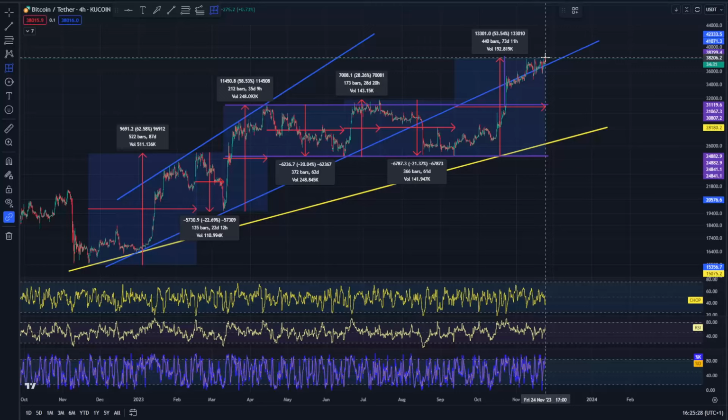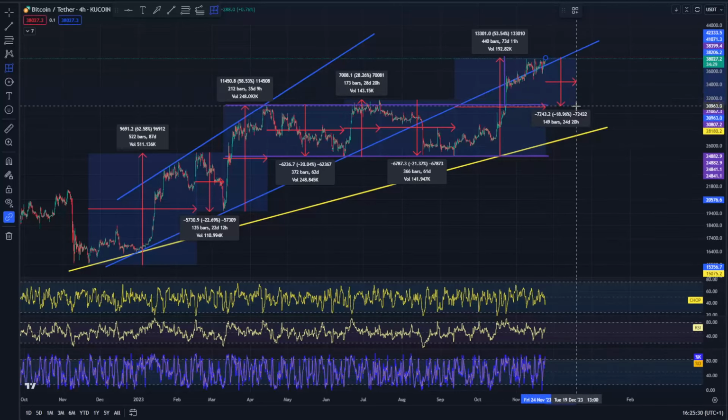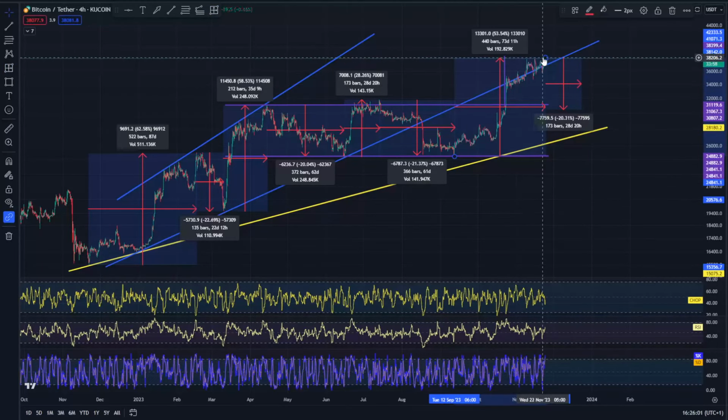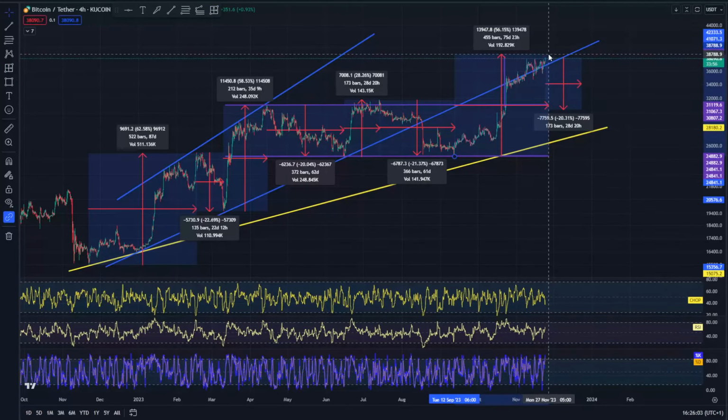Looking at the similarity of these movements, there are many indications that we are approaching the moment of another correction, and looking at the movements the price has made before, we can assume a correction at a very similar level of approximately 20 to 23%.